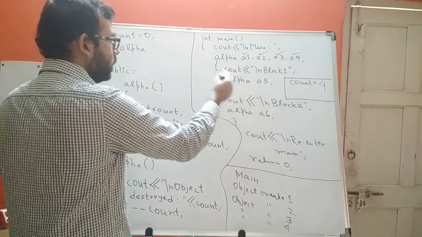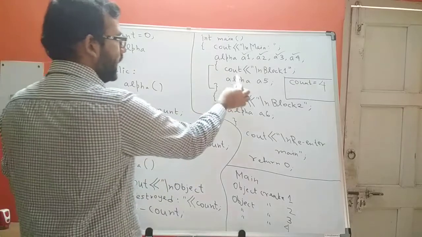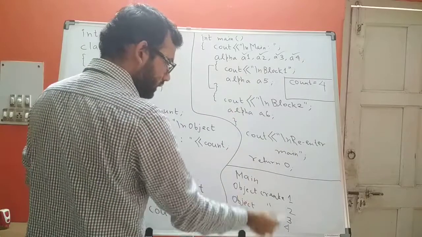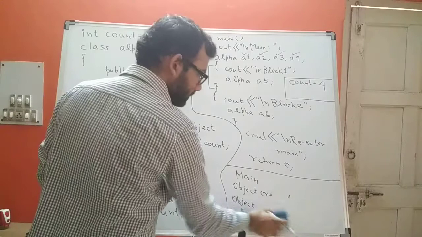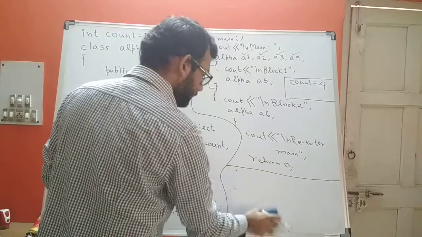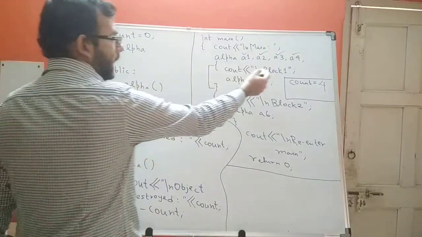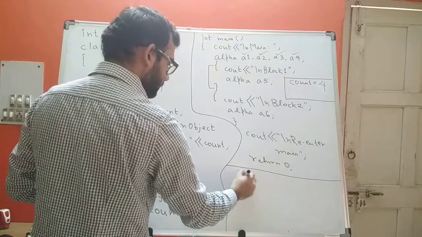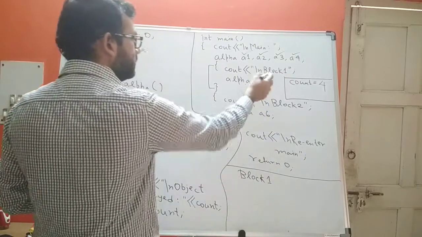Now I'm entering a block. I have defined a block of statements. Now I'm saying cout block 1. After all these statements are printed, I hope you have noted down the output. Now the current value of count is 4, as you can see. So I enter a block and I print the statement block 1.